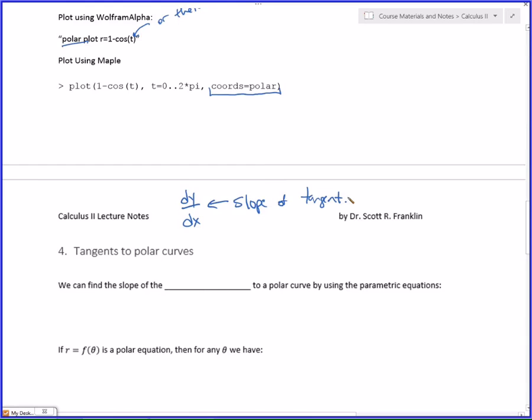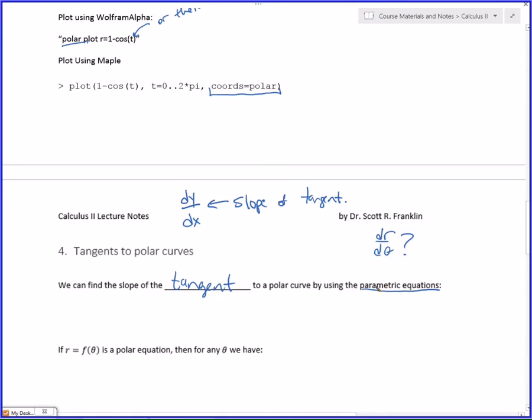Whenever you're talking about a rectangular coordinate system and you measure slope as rise over run, change in y over change in x, then dy is the change in y, dx is the change in x. This represents a slope. But what about dr, d theta? How does that play a role in the slope? Well, the truth is we can find the slope of the tangent to the polar curve, but we do it by using our equations that we already set up.